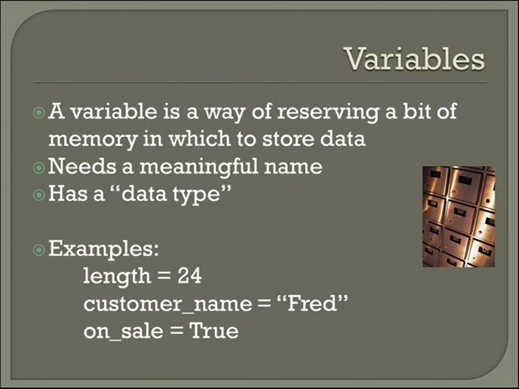Variables can be used to store all sorts of data. Some common data types include text or strings of characters, integers which are whole numbers, real or decimal numbers. Boolean data types hold a value of true or false.